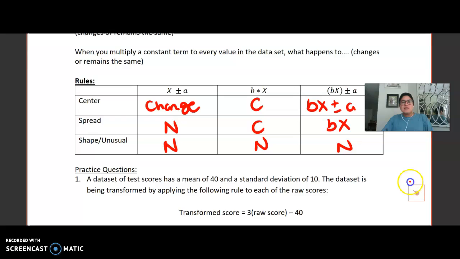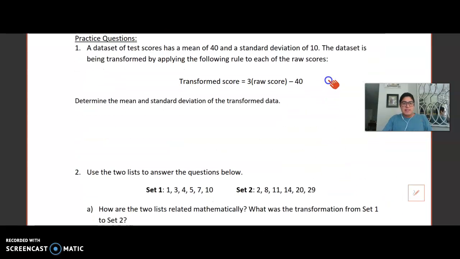All right, so let's take a look at some example problems here, and then we will try some practice out, and then guess what? We're going to call that a day. So a data set of test scores has a mean of 40 and a standard deviation of 10. The data set is being transformed by applying the following rule to each of the raw scores. Take the transformed score, and that's equal to 3 times the raw score minus 40. Determine the mean and the standard deviation.